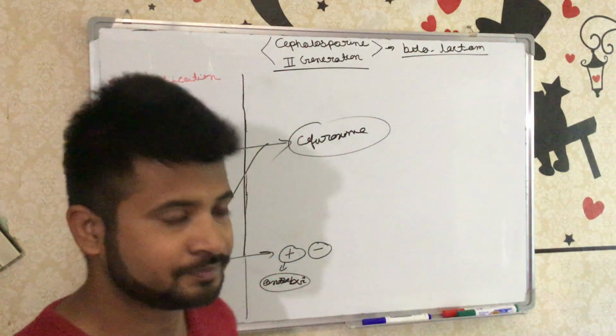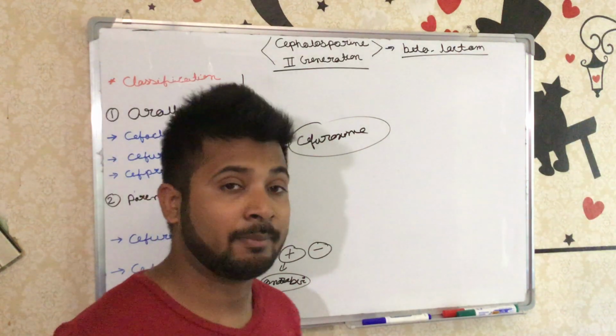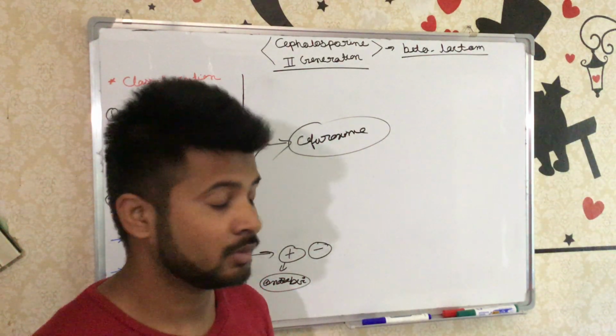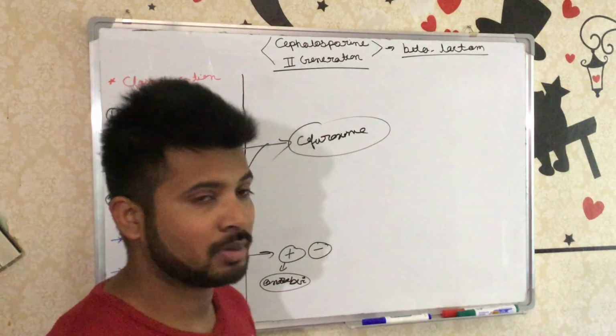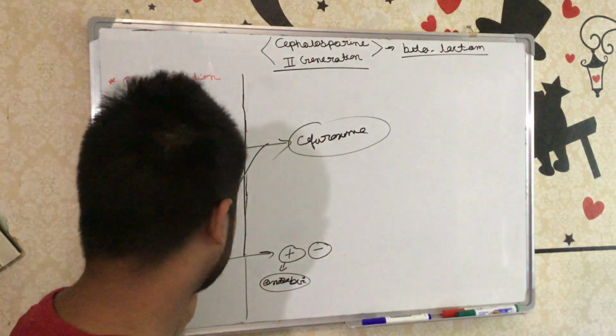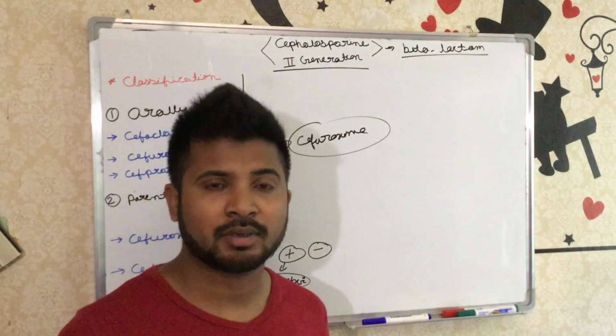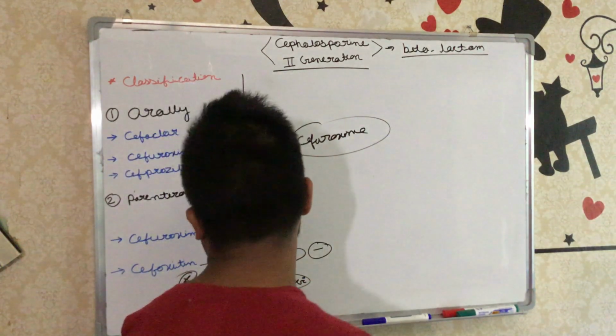For example, as I said, inflammation of the abdominal area, abdominal pouch, peritoneum, for these types of problems it can be used. But this drug is not commonly used because it is not available all over the world. In some countries it is available.